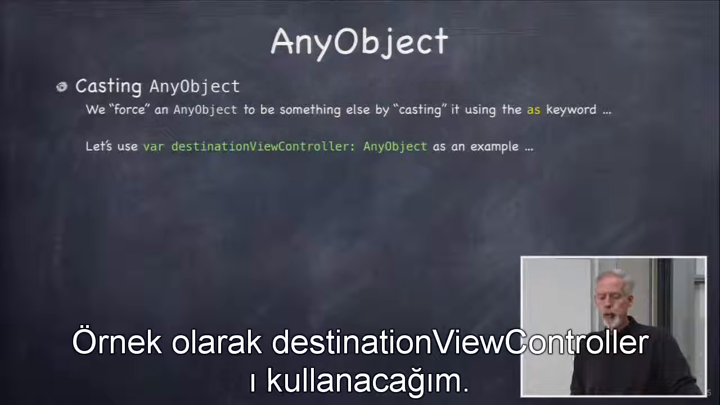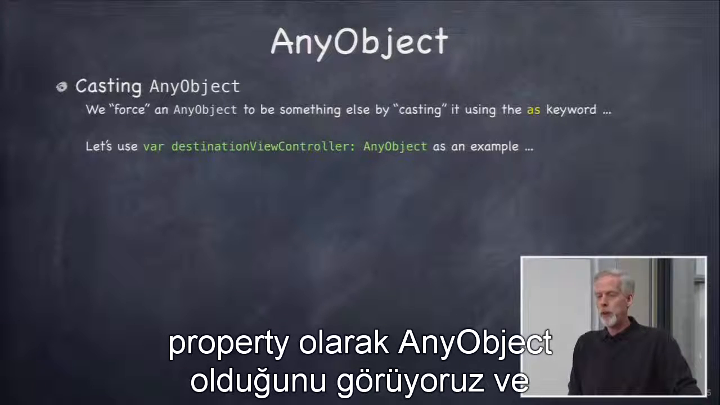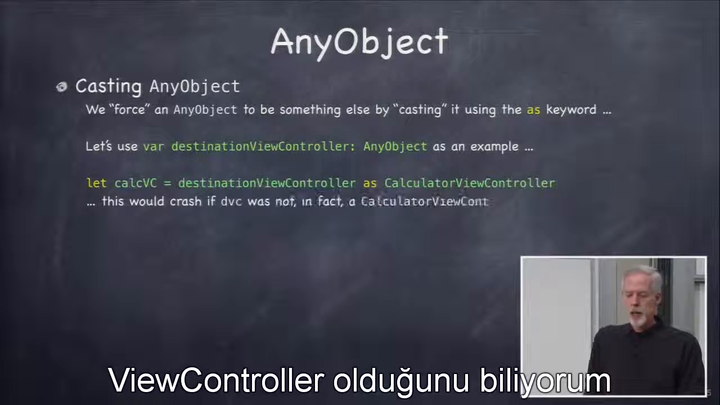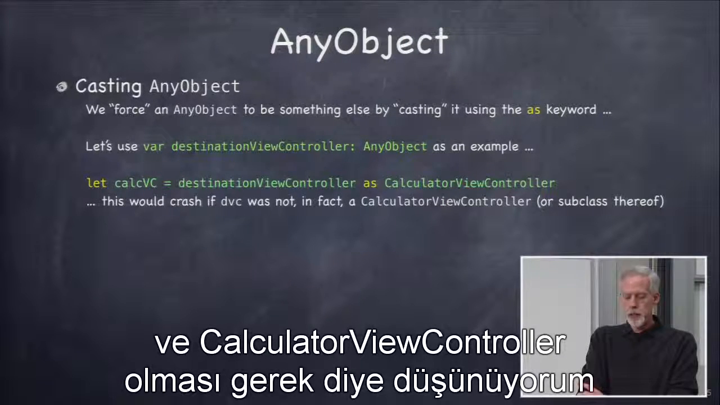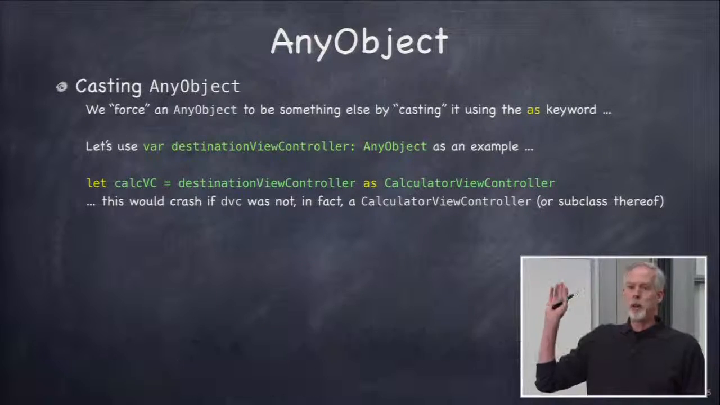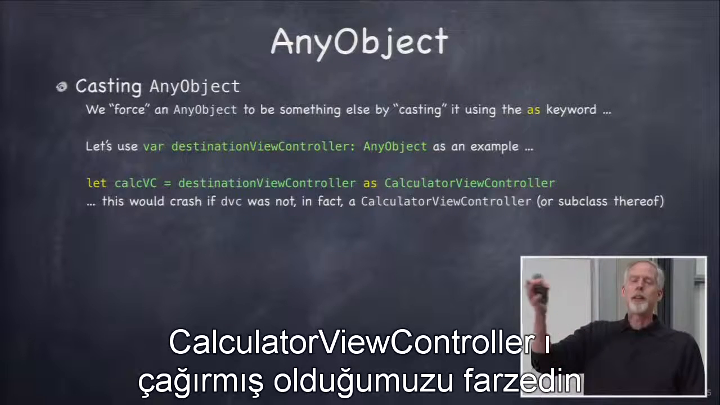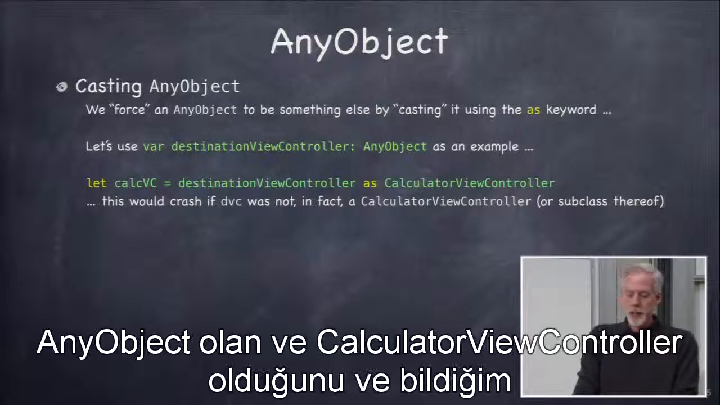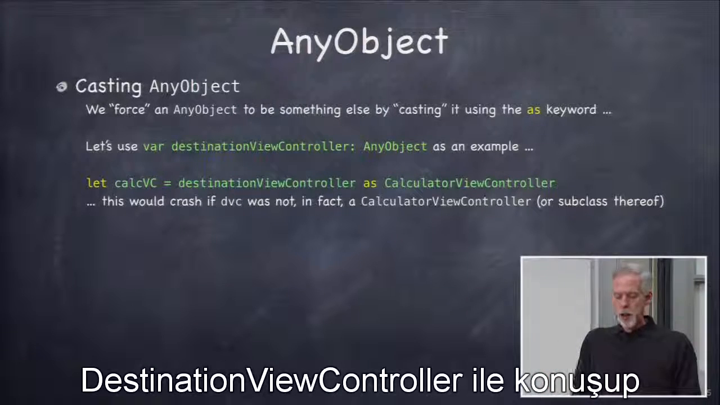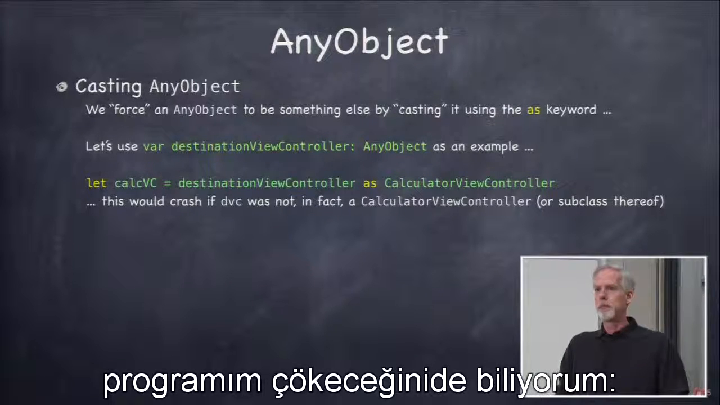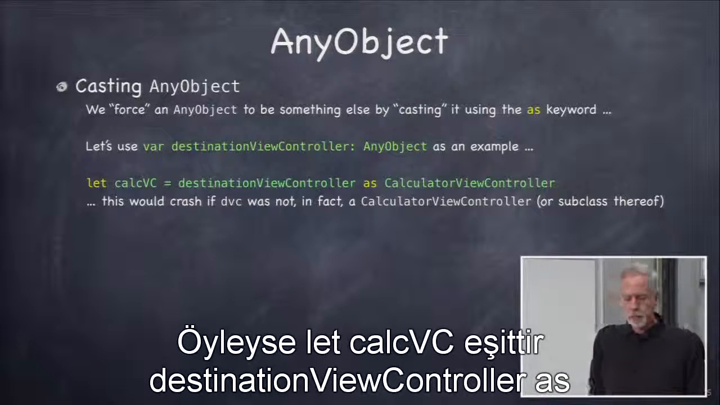I'm going to use that destinationViewController as an example. I've got this property, destinationViewController. It's an AnyObject, and I know it's a view controller, and I think it should be a CalculatorViewController. So in my examples I'm going to use CalculatorViewController, imagining we had called our view controller that instead of ViewController, because it just makes more sense. I want to talk to this destinationViewController, which is AnyObject, and I know it's a CalculatorViewController. If it's not, my program should probably crash, because in the context I'm using it, I want it to be that.